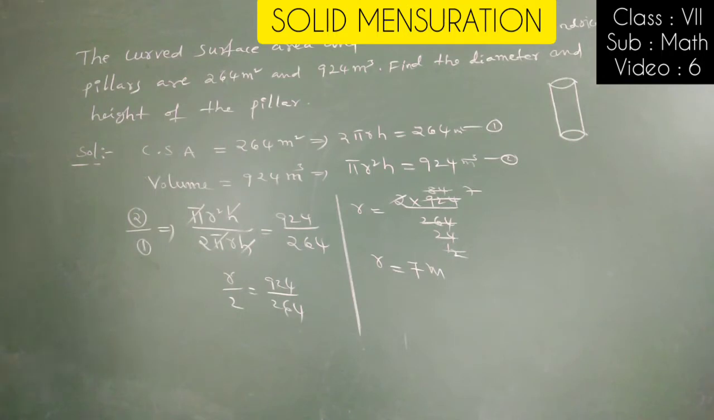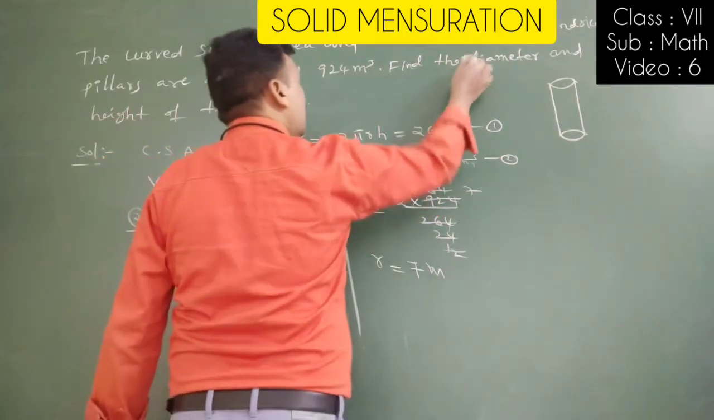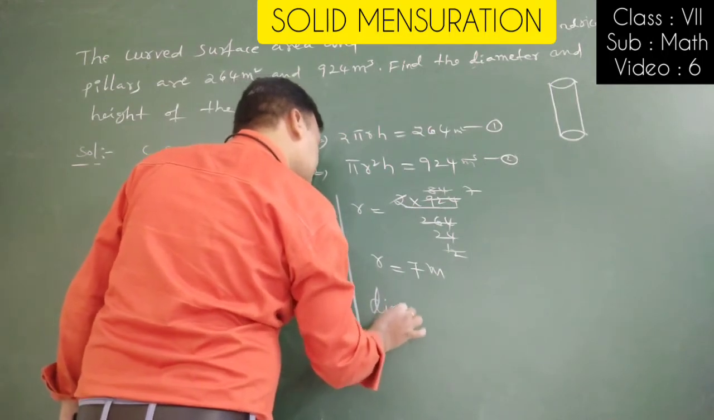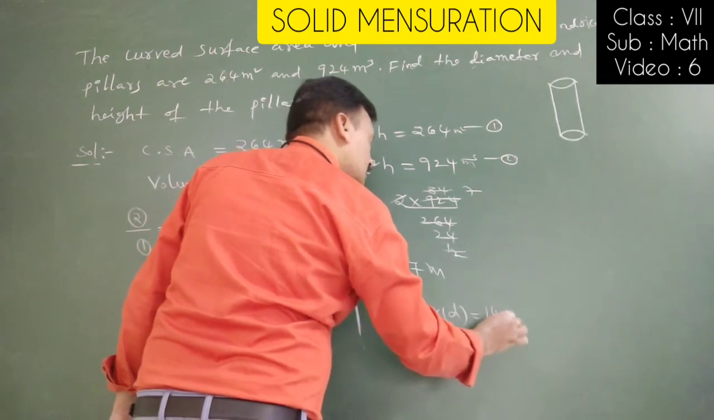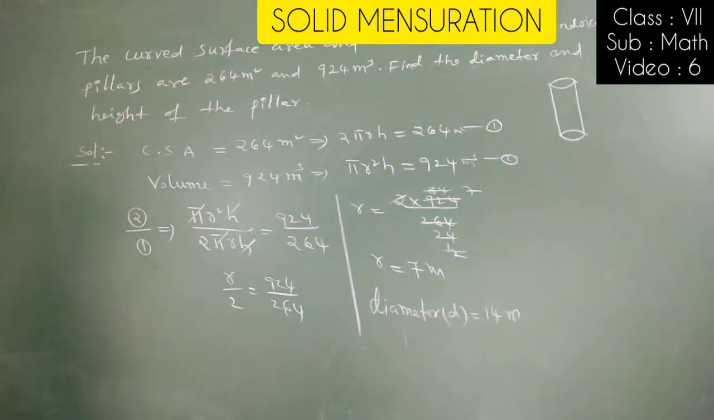Now one observation. Here curved surface area of a cylinder is given. Curved surface area of a cylinder is 2 pi r h, that is 264. Then volume pi r square h, that is 924. If you divide volume by curved surface area, then we will get r by 2. That means we can find its radius. So here r is 7, but we require diameter. That's why its diameter is 7 times 2, 14 meters.